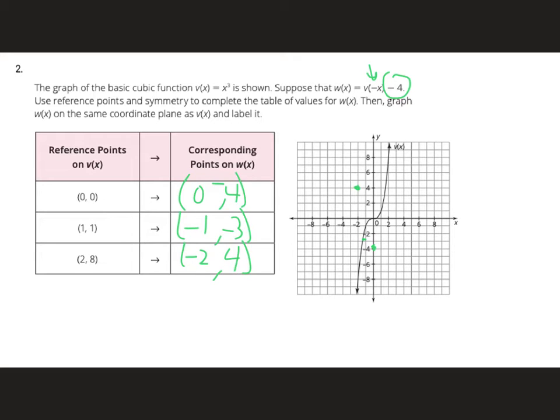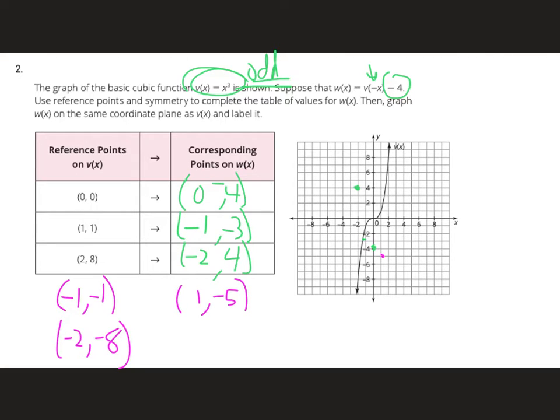And then the idea of symmetry. Since this is an odd function, I'm pondering how I want to explain this. I'm going to explain it two different ways. Other points would be like negative 1, and negative 2, negative 8. What's going to happen to those is it's going to be 1, because changing the x, and then subtracting 4: 1, negative 5. And then negative 2, negative 8 becomes 2, negative 12, which is down here.